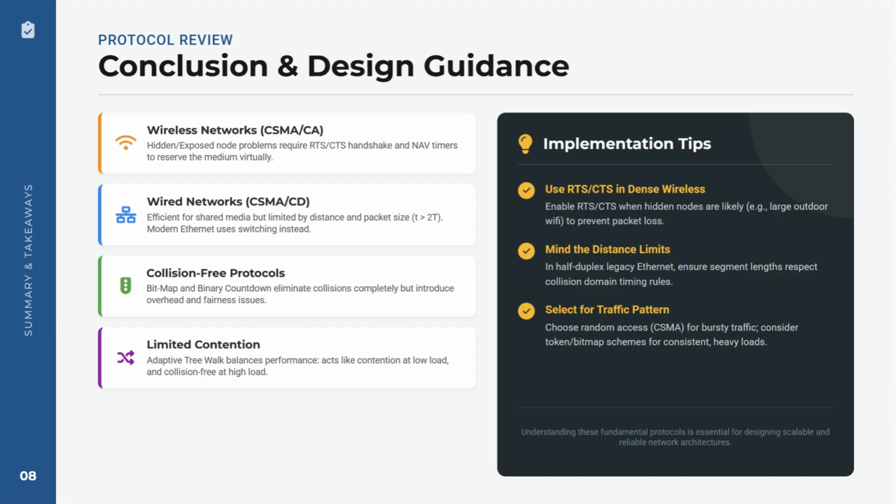We also discussed why CSMA/CD, which is effective in wired Ethernet networks, becomes less practical in wireless environments due to the difficulty of detecting collisions during transmission. Additionally, we examined several collision-free channel access protocols, including the bitmap protocol, binary countdown protocol, and adaptive tree walk protocol. Each of these protocols provides different strategies to manage channel access efficiently and reduce network conflicts. Overall, these mechanisms play a crucial role in ensuring fair access, minimizing collisions, and improving overall network performance. Understanding these protocols helps us design more reliable and efficient communication systems, which are essential for modern networking technologies.